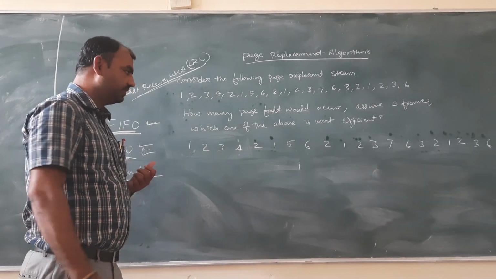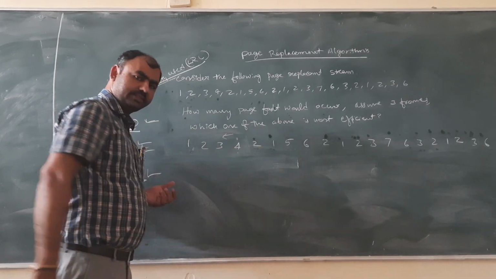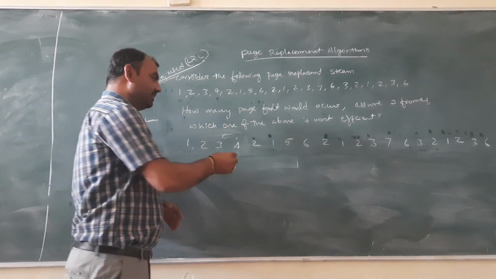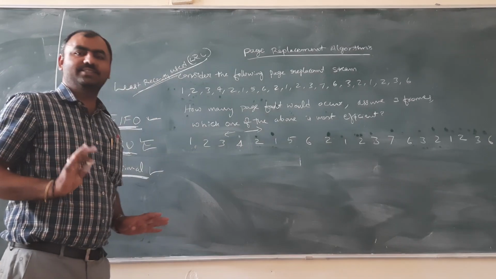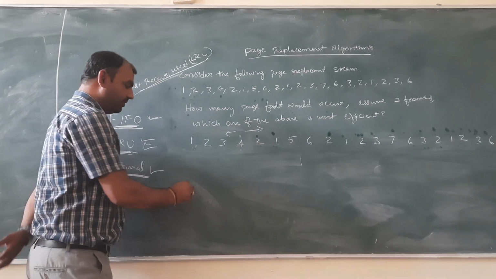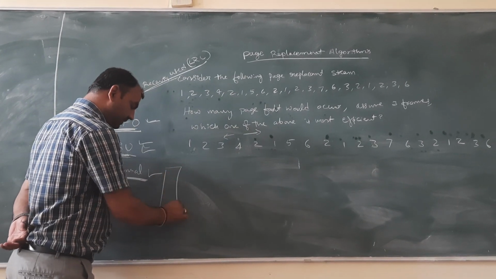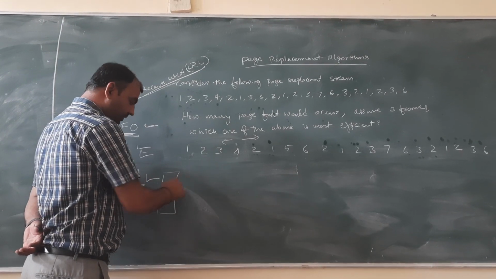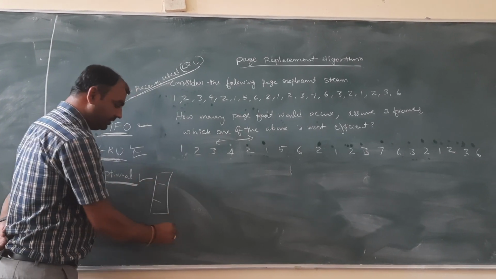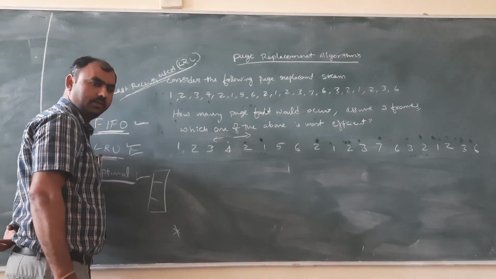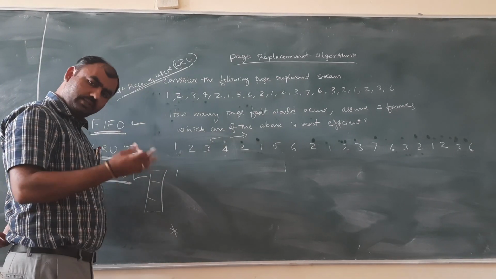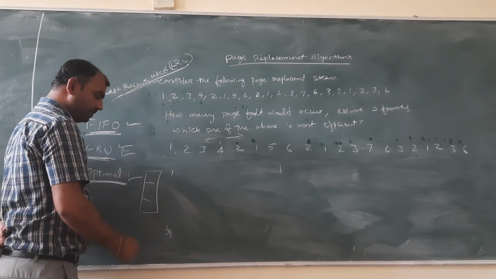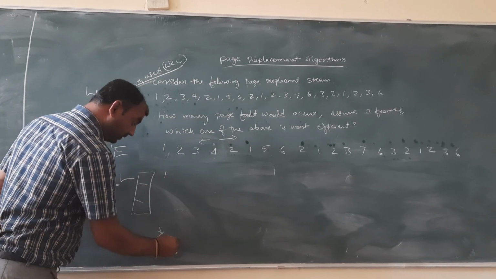In LRU what did we do? We see at the left side. In optimal, we will see at the right side. That is the difference. Okay. So we will see now. Say 3 frames I will do here. Very first thing, 1 is required. That is not there in the frame, so replacement is done and a page fault occurs.